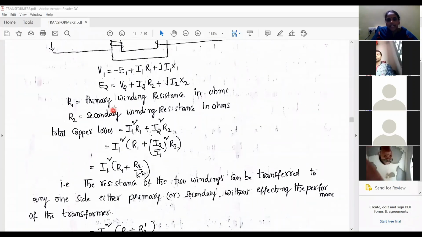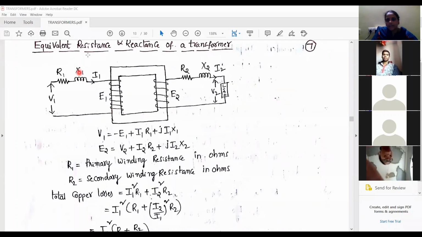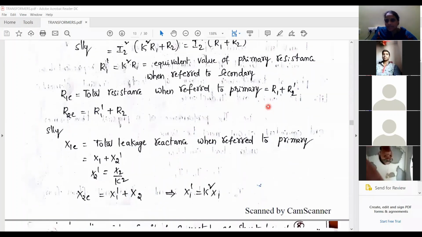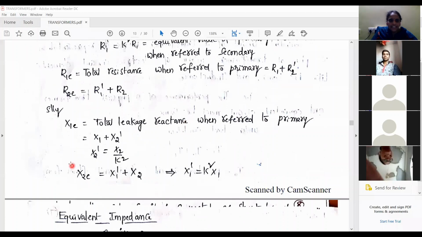Now when you transfer this to here, you have two resistances. That equivalent resistance we can write as R2 plus R1 dash, X2 plus X1 dash, because both are connected in series. The total resistance when referred to the primary: the primary resistance is already R1, so we transfer one more resistance from the secondary to the primary. It becomes R2 dash. Therefore, my total resistance will be R1 plus R2 dash. Is it clear?